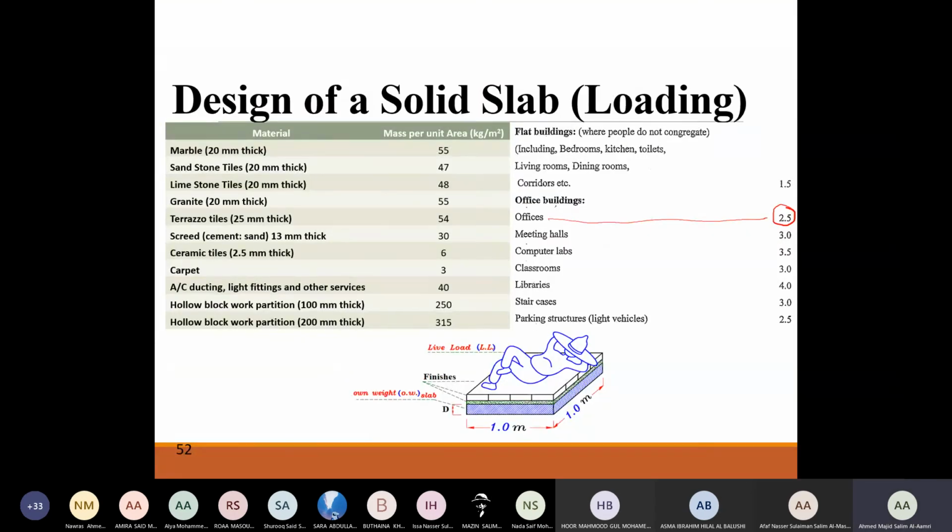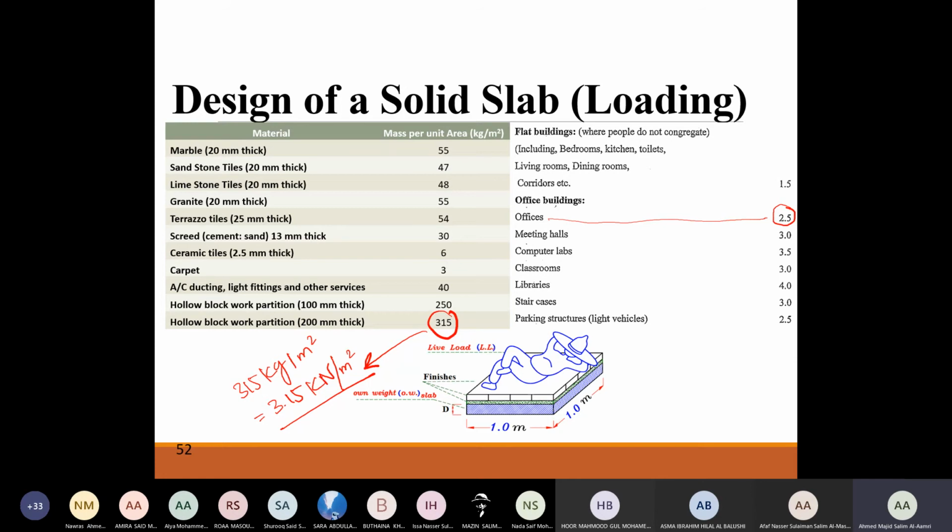I'll give you a hint, but you need to give me something back as well. Now you can see here from this table, it has been mentioned that if you are having a hollow block work partition, it's going to be 315 kilogram per meter square. It means 3.15 kilonewton per meter square. So that's the load of the wall according to the table given.